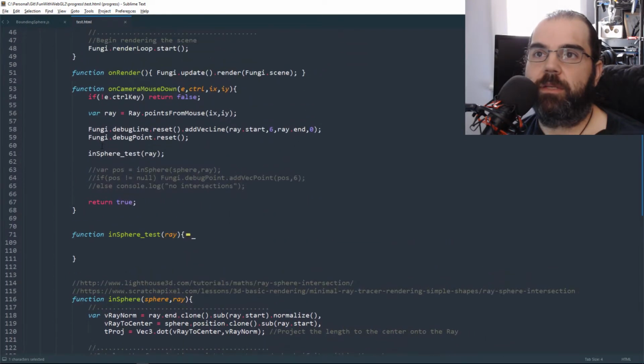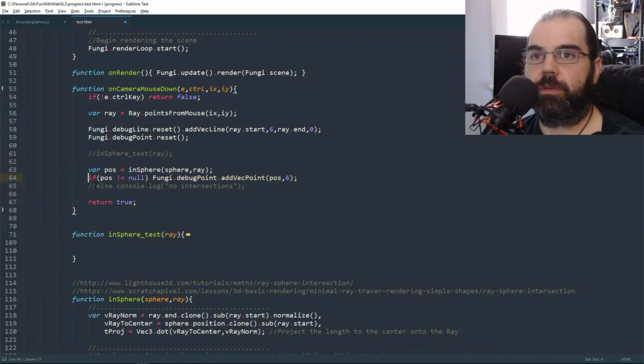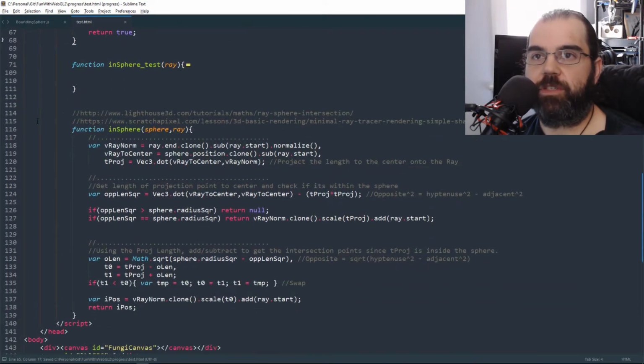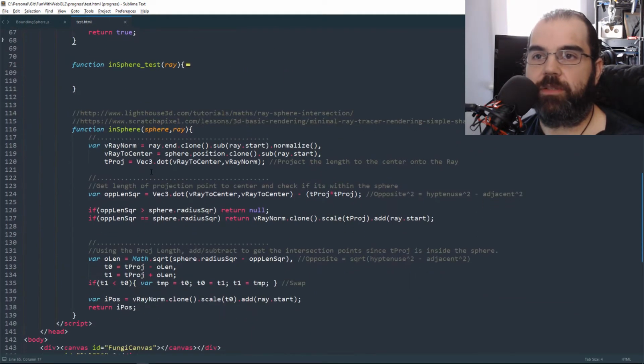I don't want to leave you guys with all that messy code, so we're going to give you a cleaned up version that gets rid of IPOs and everything else. Like I said, we got all the math. We got our ray, we got our center, we got our projection. Three lines of code, we're done.